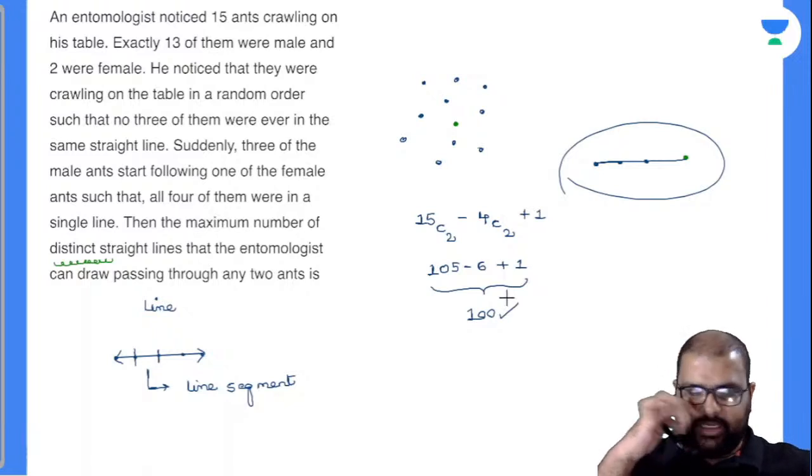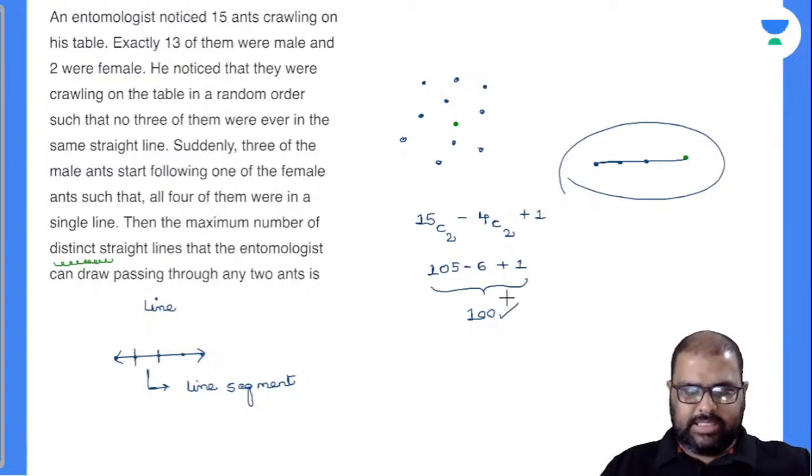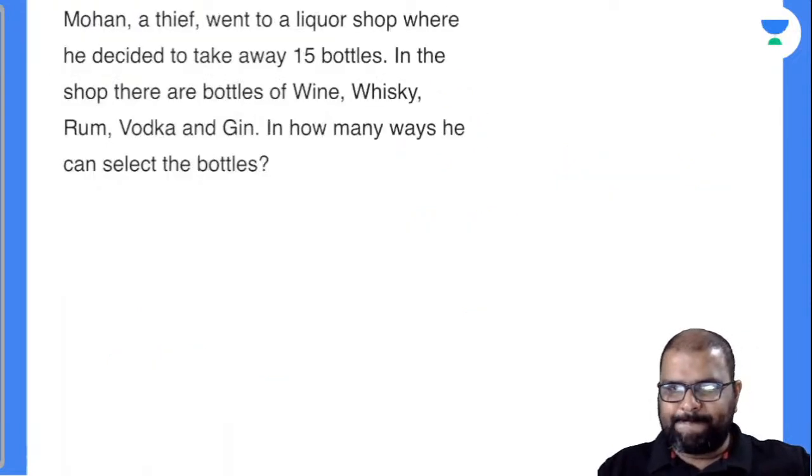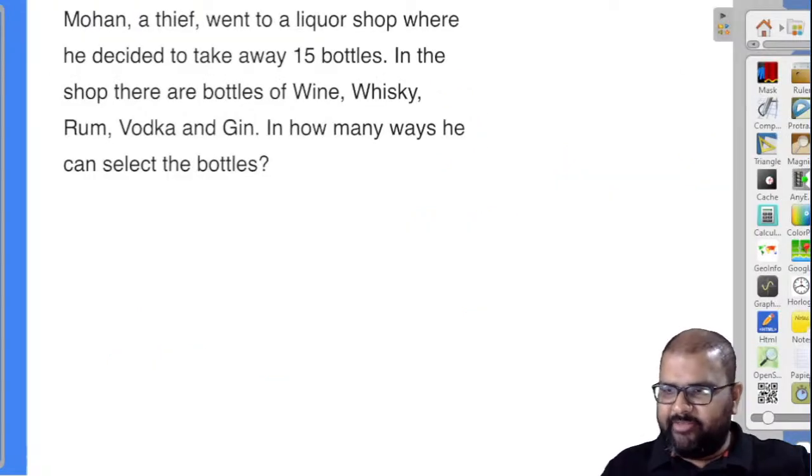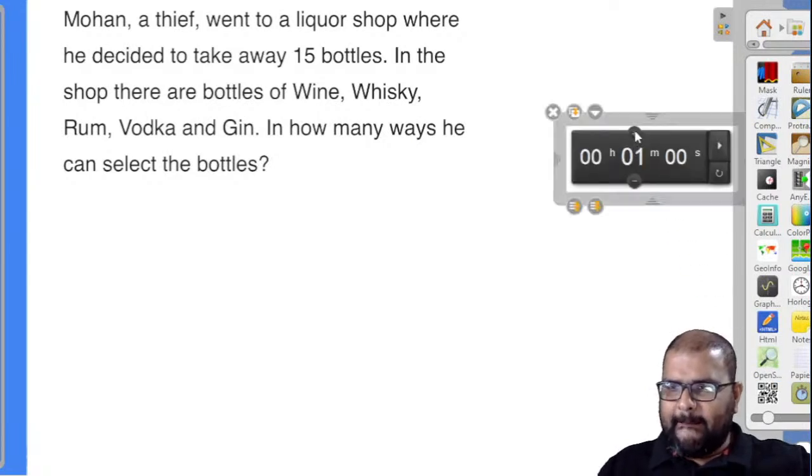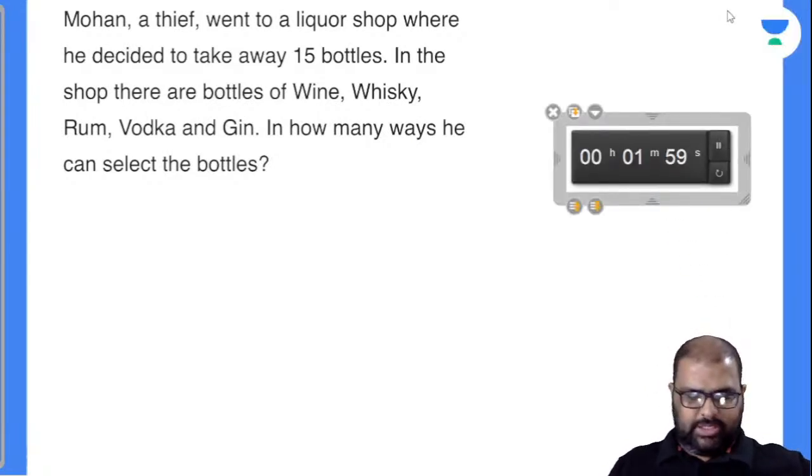Totally how many distinct straight lines can be formed? 100 distinct straight lines can be formed. I hope I am clear regarding this. Again, one more very famous question that I have picked up from one blog. Let's see how many can solve this.